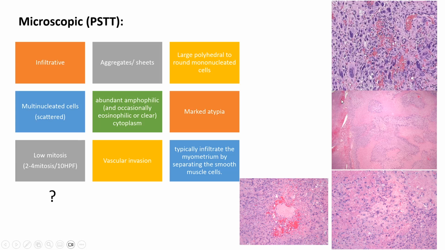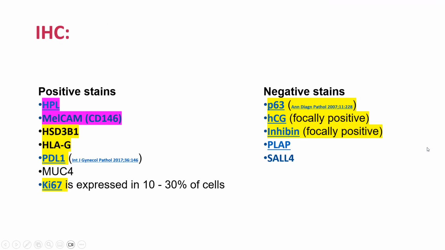As you can see under the microscope, this is an infiltrative tumor showing nests, sheets and aggregates with large polyhedral or round mononucleated cells. We can see scattered multinucleated cells and abundant amphophilic, eosinophilic, or clear cytoplasm. The atypia is marked. You can spot it here easily, okay? Necrosis can be seen. Vascular invasion again is seen, and typical myometrial infiltration is detected.